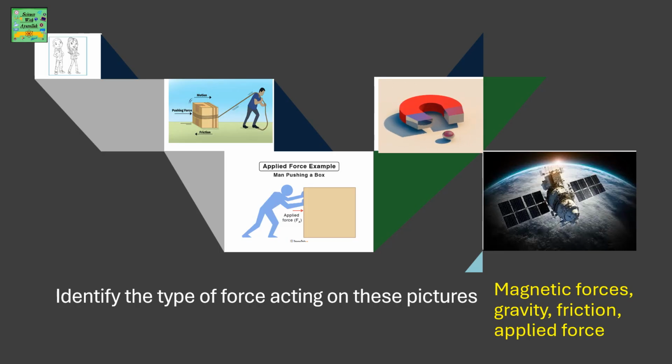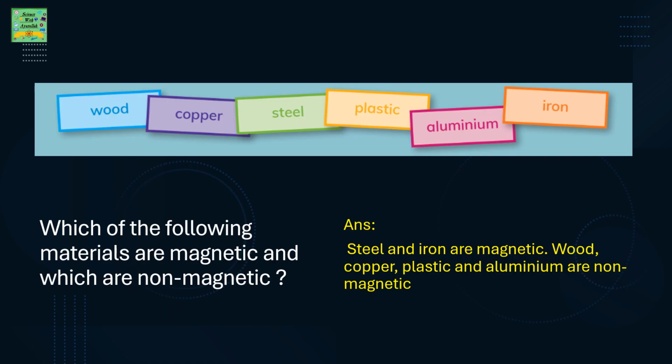Identify the type of force acting on these pictures: magnetic forces, gravity, friction, and applied forces. Which of the following materials are magnetic and which are non-magnetic? The answer is steel and iron are magnetic. Wood, copper, plastic, and aluminium are non-magnetic materials.